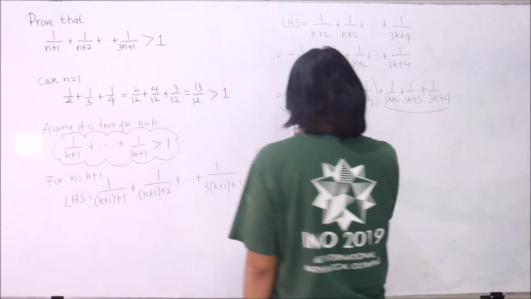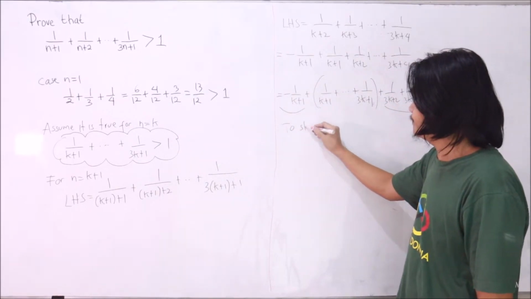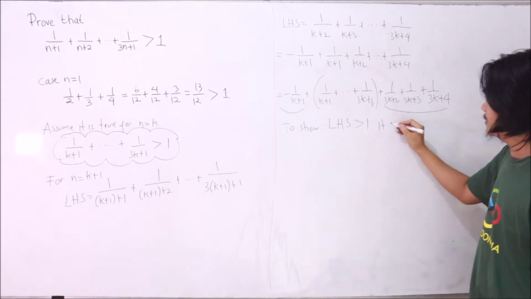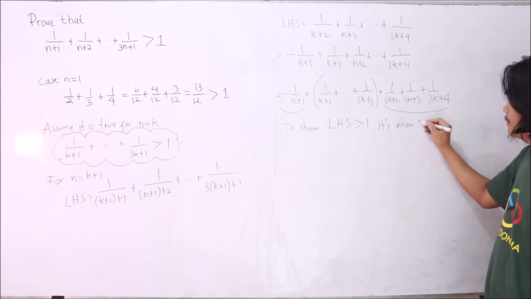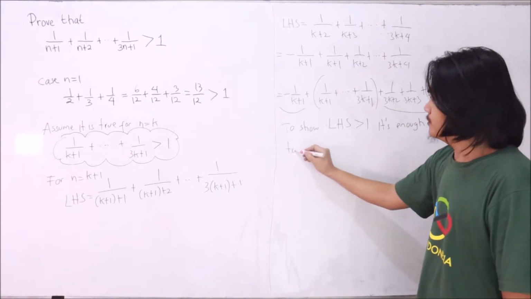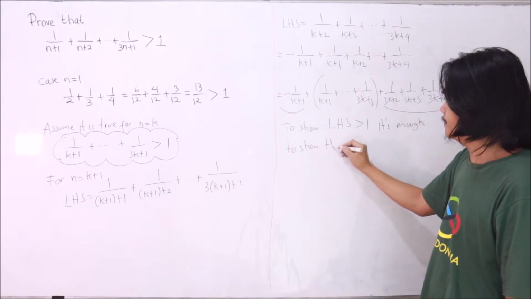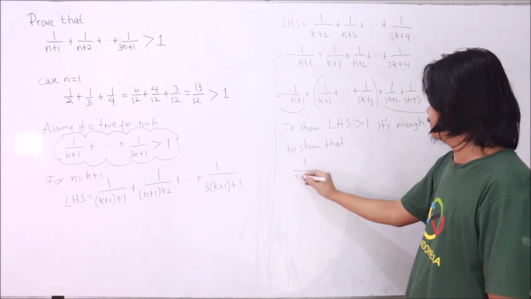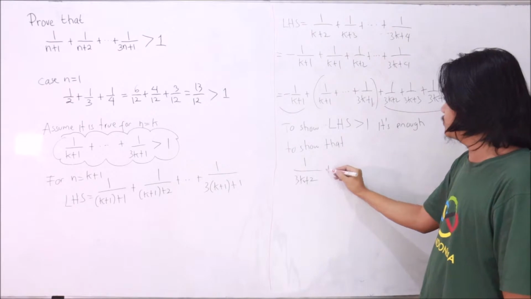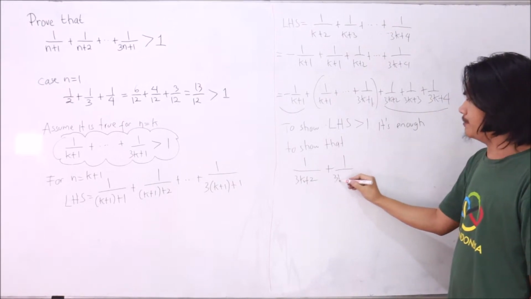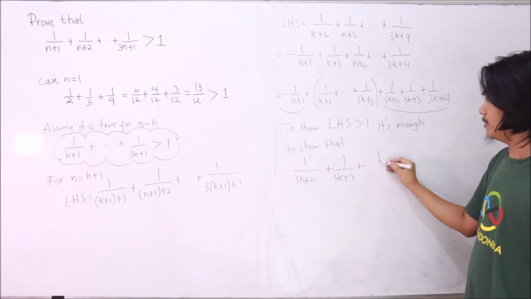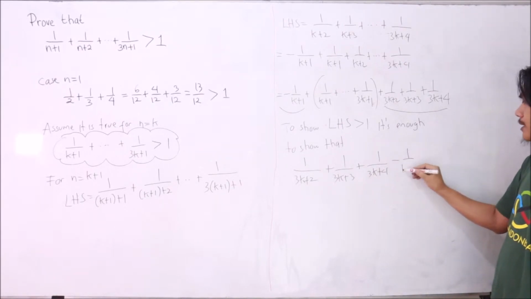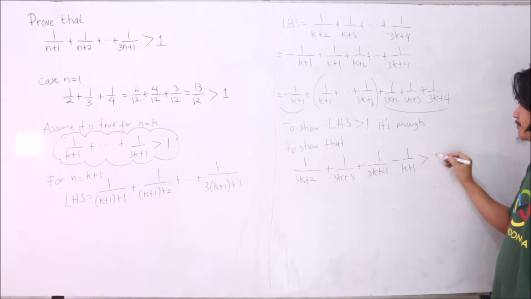So we say that to show LHS greater than 1, it's enough to show that 1 over 3k plus 2 plus 1 over 3k plus 3 plus 1 over 3k plus 4 minus 1 over k plus 1 is positive.